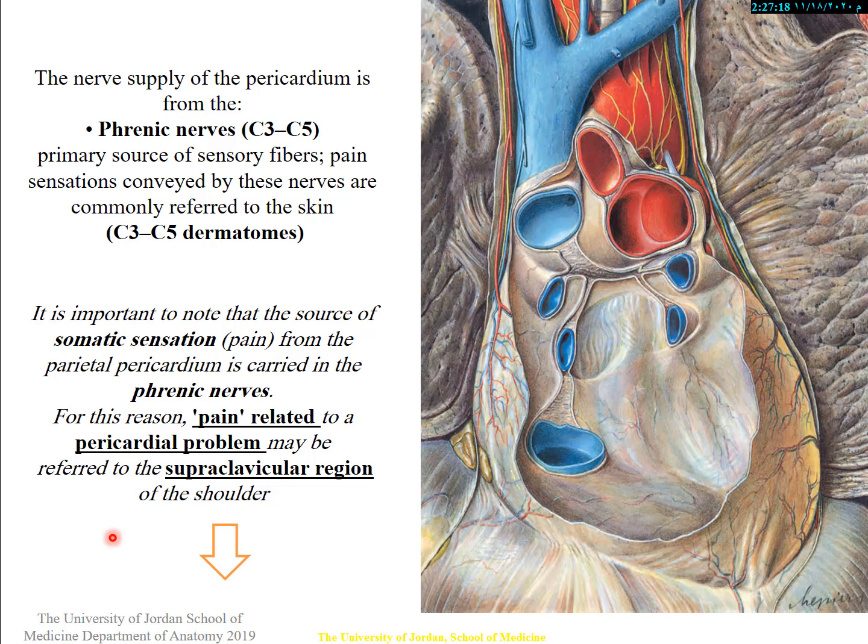The parietal or the fibrous here, which is attached to the parietal pericardium, should be similar to the somatic representation in your body. And the question is, do you know what is the difference between somatic pain and visceral pain? This should be clear. Somatic pain is a localized pain, where the patient comes to you with his finger indicating the source of his pain.